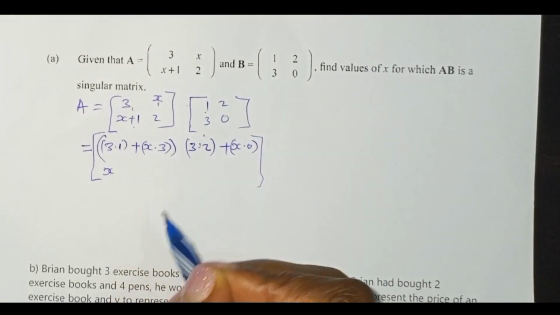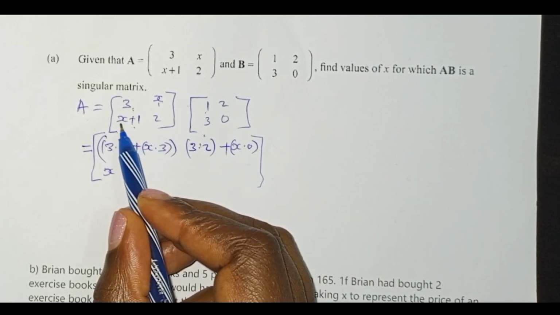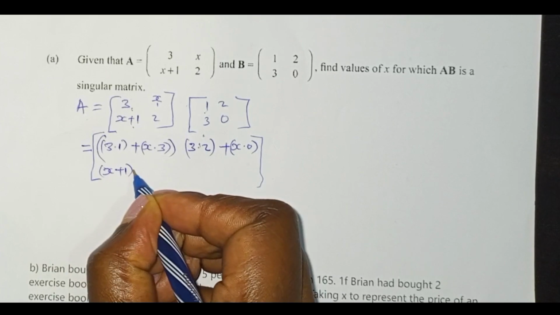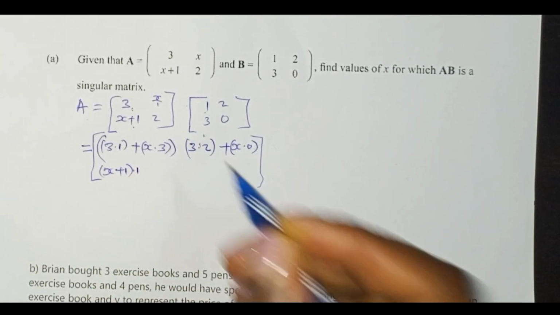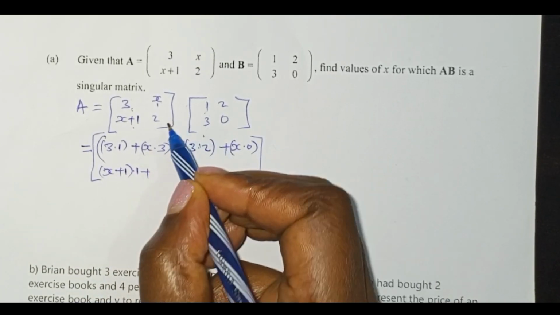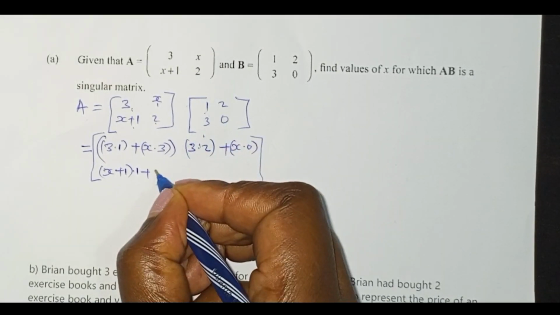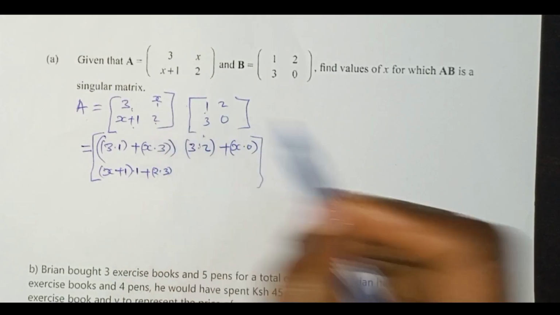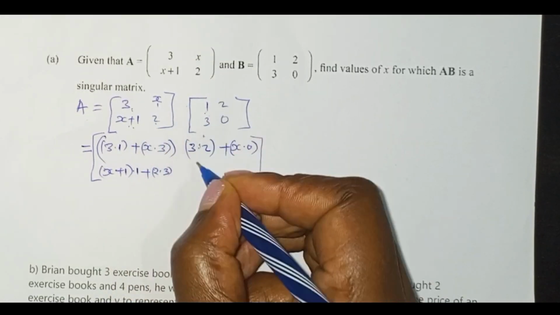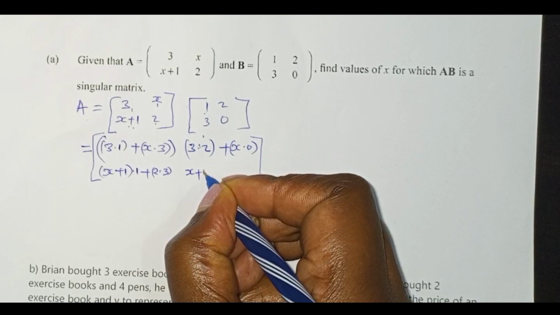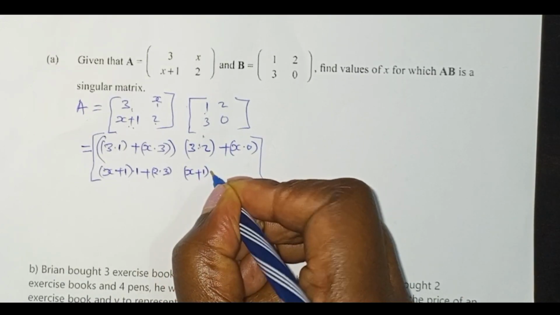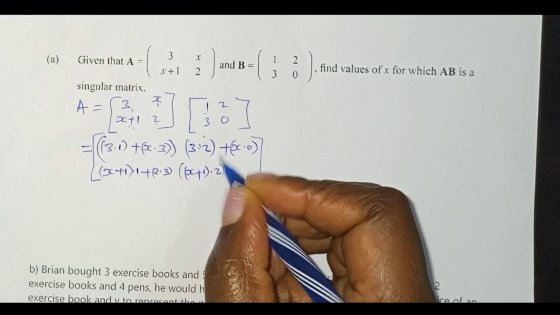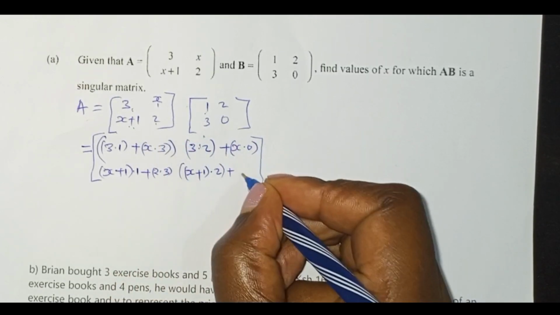We then come to the lower row. We take x plus 1 times 1 plus 2 times 3, and x plus 1 times 2 plus 2 times 0.